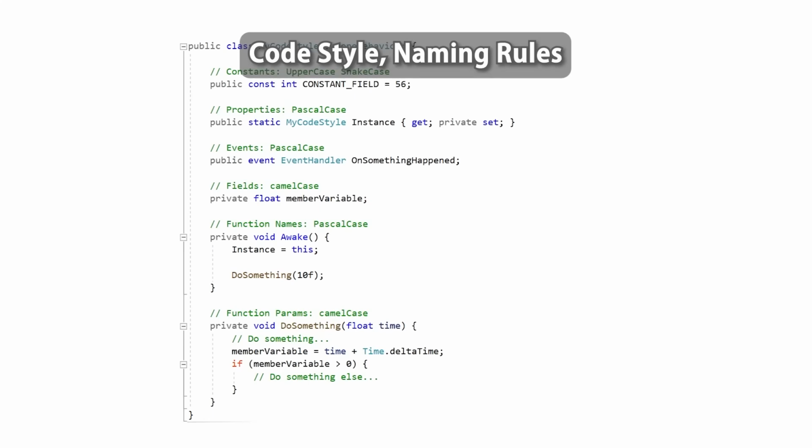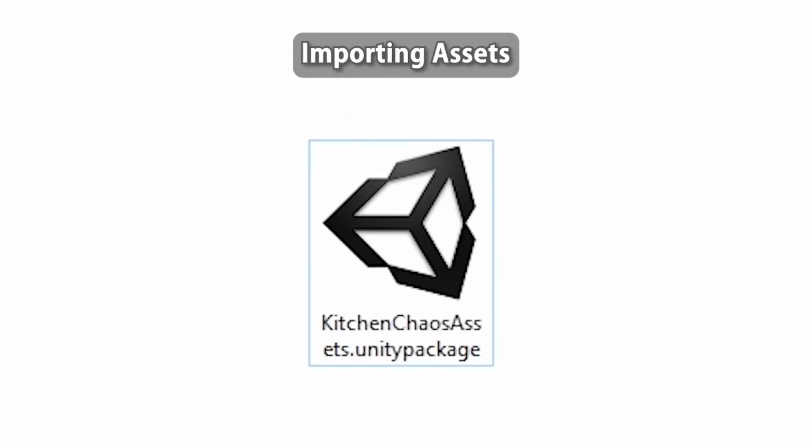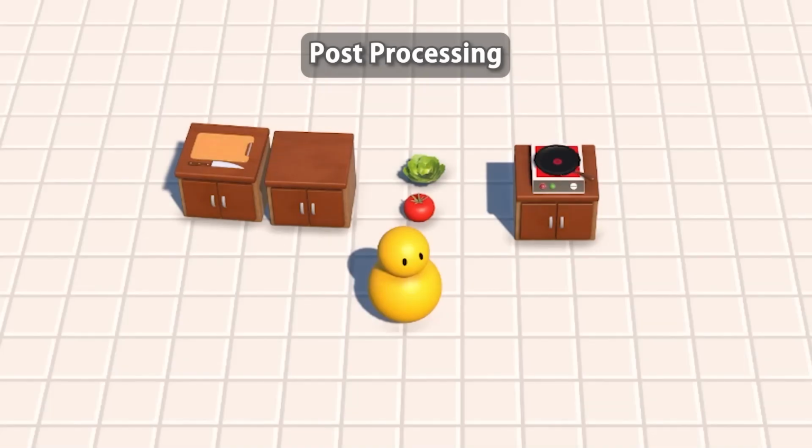Like I said, the code in this course is on the same level of quality as my Steam games, so having proper naming rules and good code style is paramount. Next, we're going to download and import all the assets that we're going to use in the course. Everything is included so you can follow along with every step of the way. With the assets imported, we're going to set up some quick post-processing just to make the game look good.